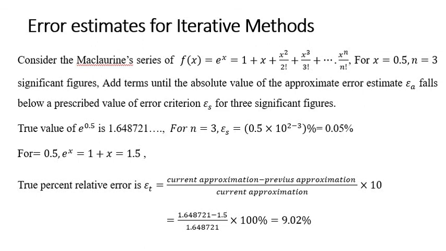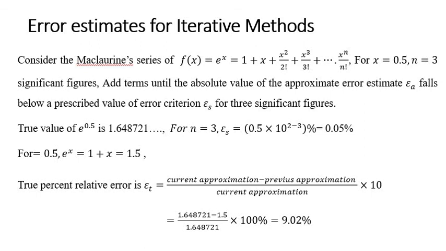So here the true value of e raised to 0.5 is obtained by substituting x equal to 0.5. So we get e raised to 0.5 equal to 1.648721, and for n equal to 3 significant figures we get epsilon s equal to 0.5 into 10 raised to 2 minus 3 percentage, that is 0.05 percentage.